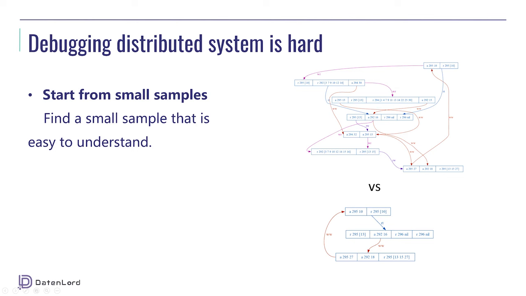Starting to debug from small samples is also important. Begin with a small, easy to understand sample. As you can see from the Jepsen test result examples, the upper graph is challenging to understand, but the bottom one looks much more clear for humans. Sometimes it may require running the test multiple times to find a suitable sample.